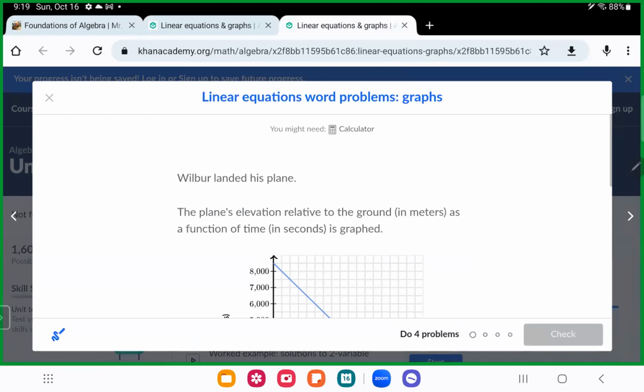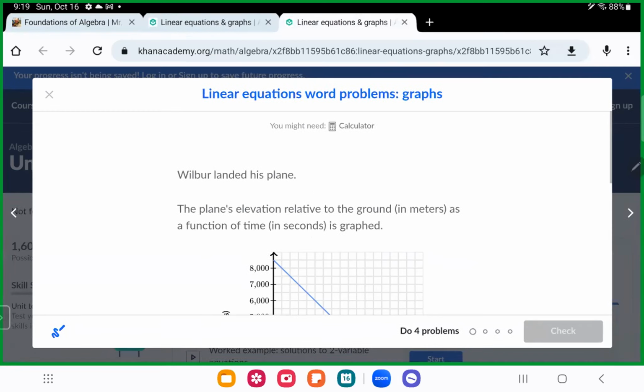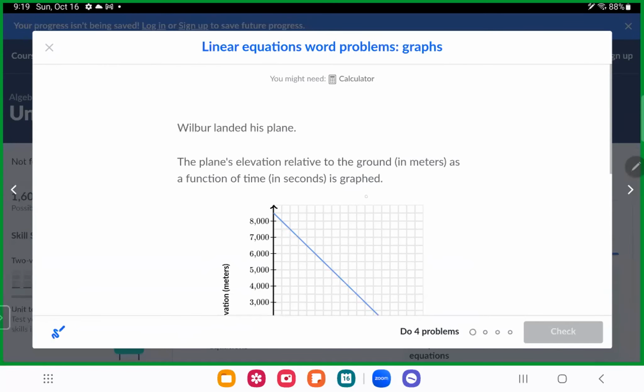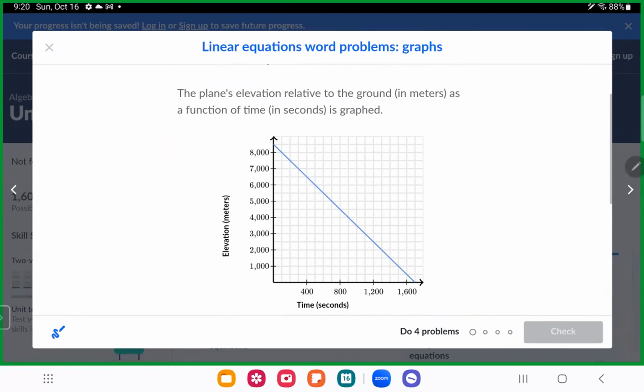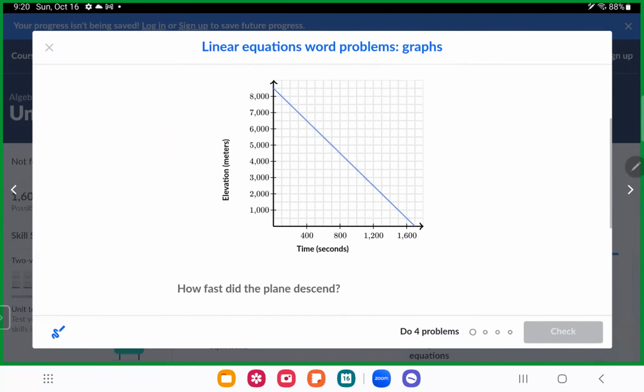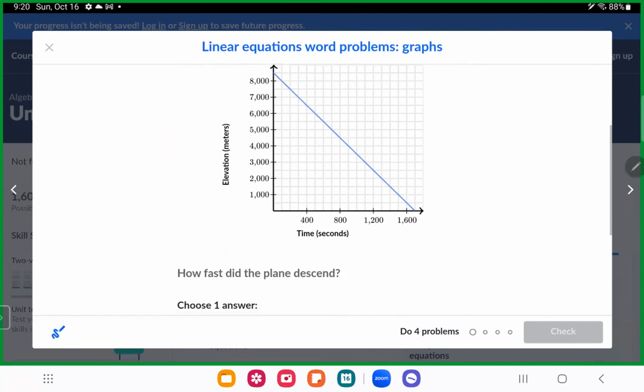Same three things we'll be asked to find in this assignment, just instead of a table, we're starting with a graph. Wilbur landed his plane. The plane's elevation relative to the ground in meters as a function of time in seconds is graphed. Right away, I'm noticing the quantities are time and elevation, and the units are seconds and meters.